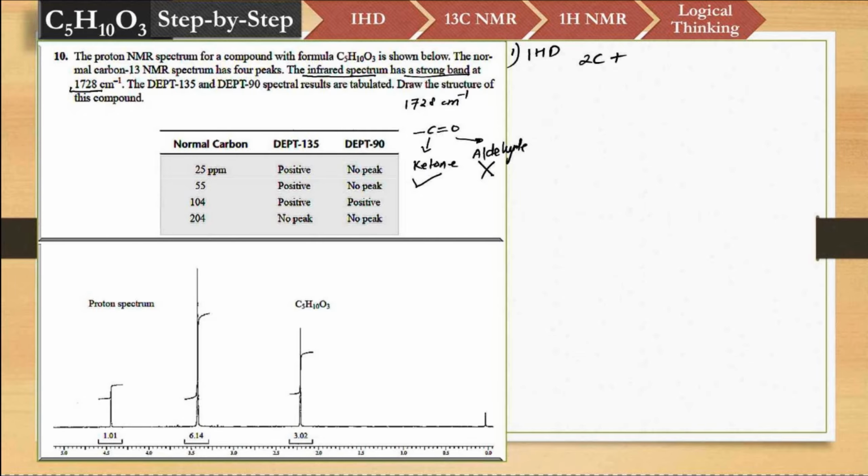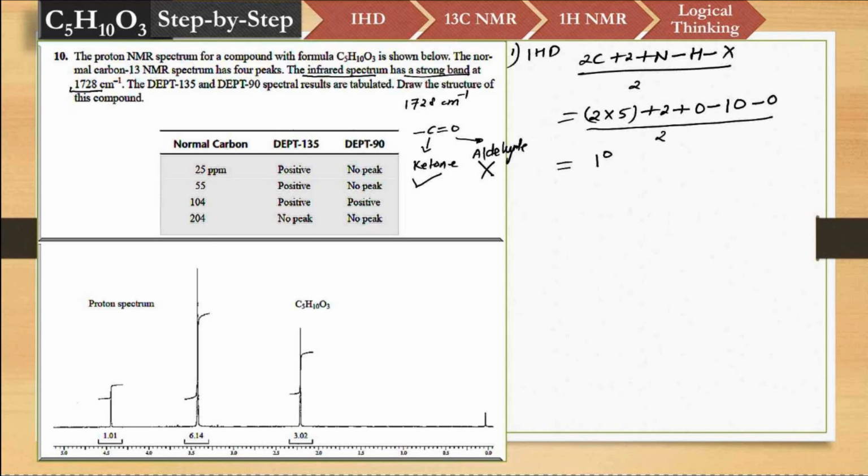2C plus 2 plus number of nitrogen minus number of hydrogen minus number of halogens, divided by 2. So 2 multiplied by 5 plus 2 plus 0 minus number of hydrogen 10, minus 0, divided by 2. So we will have 1 degree of unsaturation, and this 1 degree of unsaturation is attributed to the keto group. We have assigned 1 oxygen to the keto group. How many left? 2 oxygen atoms left.